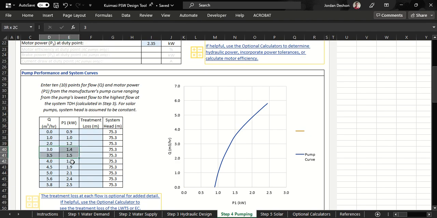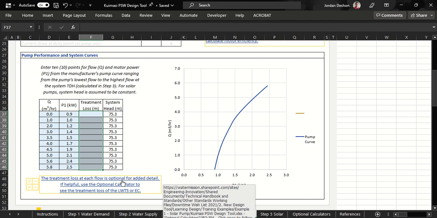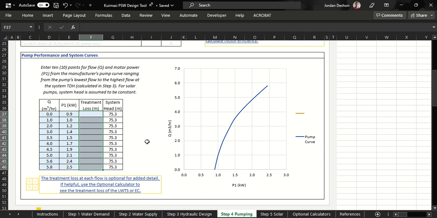And you can see we just continue on doing this for all the different flow inputs. Again, it's up to you. Your job is to just enter 10 points for flow and motor power from the manufacturer's pump curve. And then we can see from this, we get that pump curve that's replicated here. It goes up almost to 2.5 kilowatts, and it's for these various flows all the way up to 5.8. So that's how we enter a solar pump curve information here. If desired, you could enter treatment loss information, but that's optional. You can click on this optional calculators link to get what that treatment loss information would be.